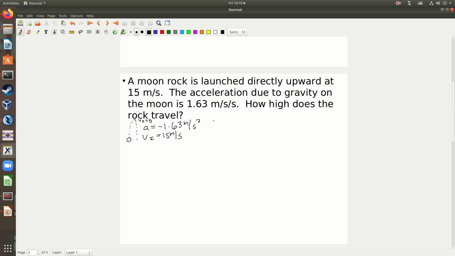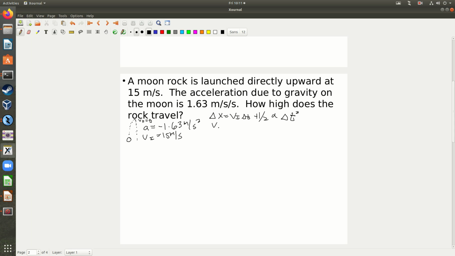Well, it's asking how high does it go? You would use delta x equals Vi delta t plus one half a delta t squared. The problem is you don't know the time and you don't know the distance, so you have two unknown variables.